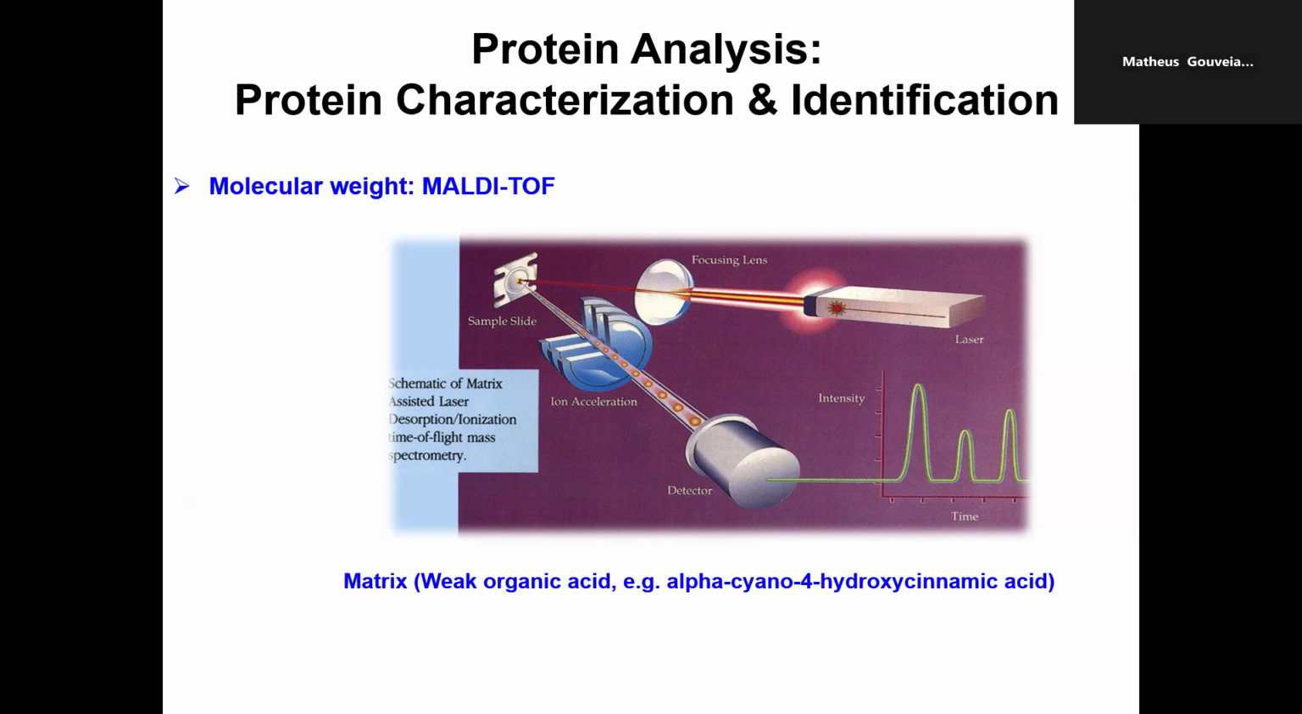you would put your sample with a matrix. Usually your matrix is a weak organic acid that is very ionizable. So when you put your pure protein sample with this organic acid, and then a laser is focused onto that sample in a matrix, the organic acid absorbs all this energy that is coming from the laser and ionizes your protein and makes it fly.